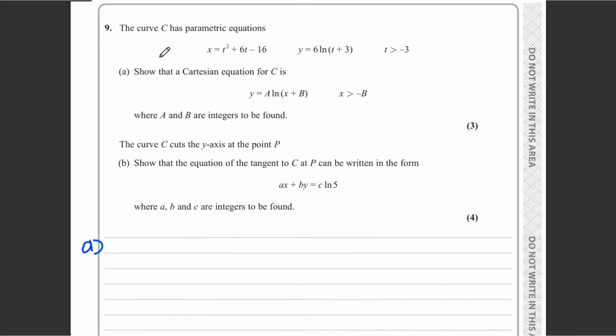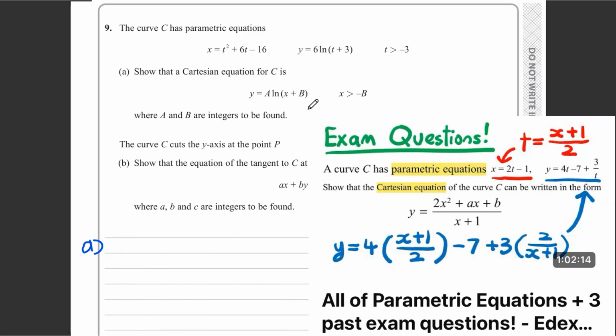Okay, so for question 9, we're told the curve C has parametric equations x is equal to t squared plus 6t minus 16 and y is equal to 6 natural log of t plus 3. And for part A, for 3 marks, we need to show that a Cartesian equation for C is y is equal to a natural log of x plus b. So this is a parametric equations question.